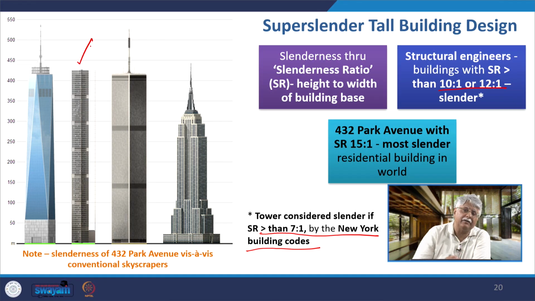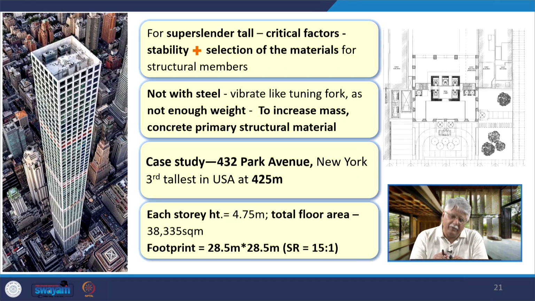This is that tower. That means if you take the side of the building, the height of the building is 15 times higher than one of its edges. And this is the tallest residential building in the world, or rather I should say the most slender residential building in the world. Now, the critical factor when we develop a super slender tall building is the stability and the selection of materials for the structural members.